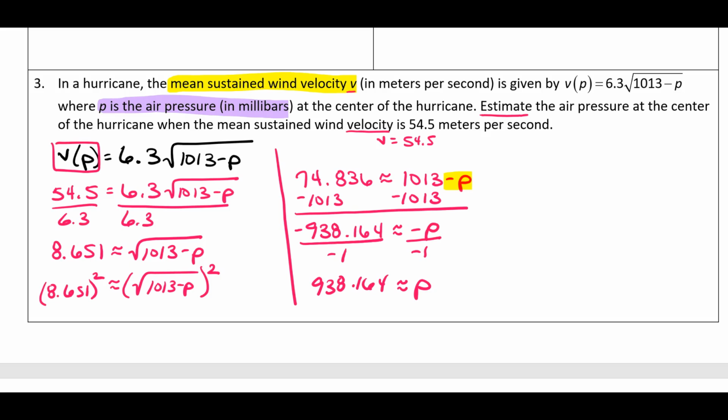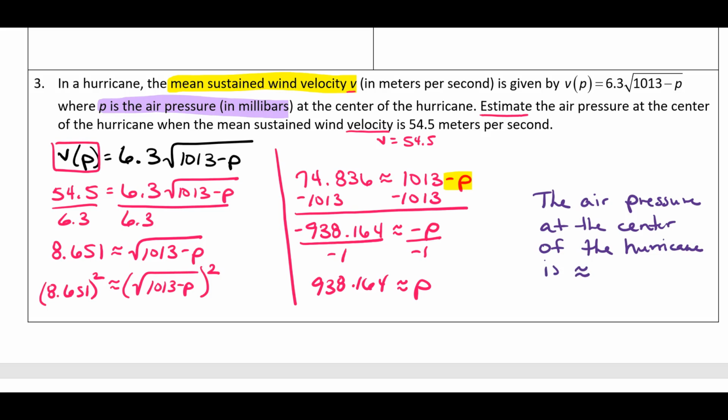So our answer here would be that the air pressure at the center of the hurricane is approximately, and since we might only round to maybe one decimal, maybe we'll round to a whole number. It doesn't really tell us where to round, just to estimate. So since it's millibars, it's air pressure, I'm going to say about 938.